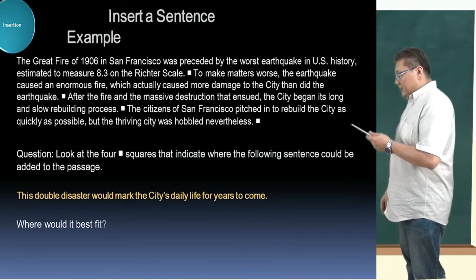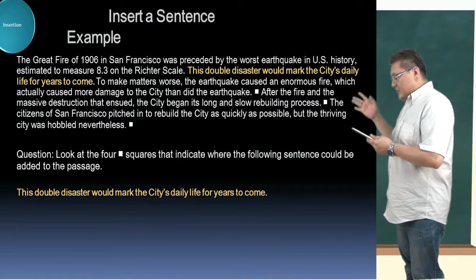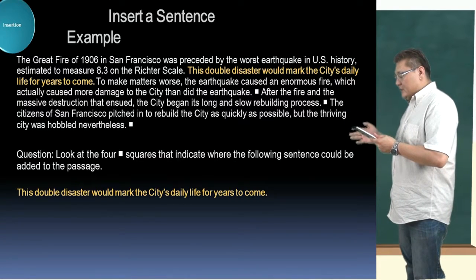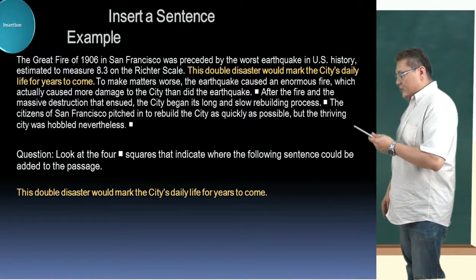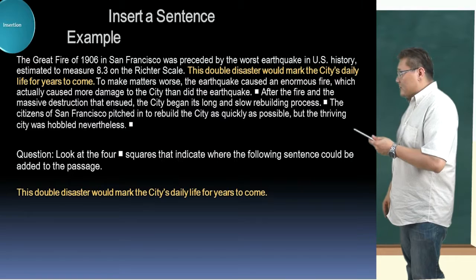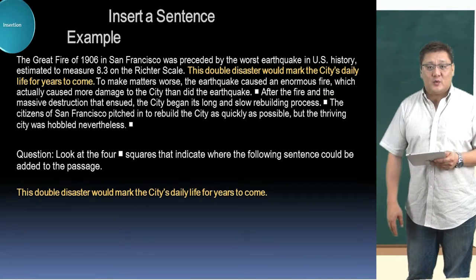Okay. If I read it, the Great Fire of 1906 in San Francisco was preceded by the worst earthquake in U.S. history, estimated over 8.3 on the Richter scale. This double disaster. Okay. Now, right away, I think what?